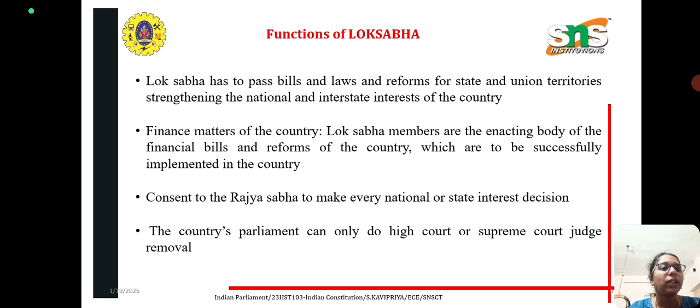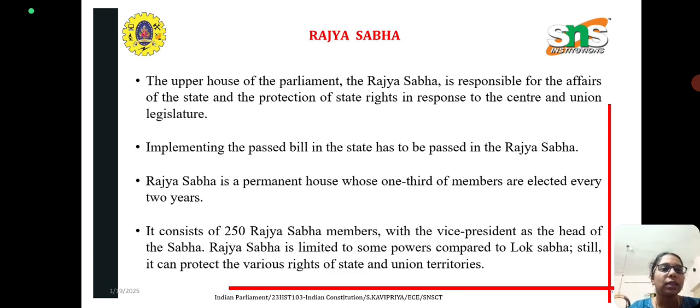And in concern to the Rajya Sabha, every national or interstate decision is made by the Lok Sabha members. The removal of a High Court or Supreme Court judge by the parliament can only be done by the Lok Sabha. And next we can discuss the Rajya Sabha. It is the upper house of the parliament. Rajya Sabha is responsible for the affairs of a state and protection of state rights in response to the center and the union legislature.